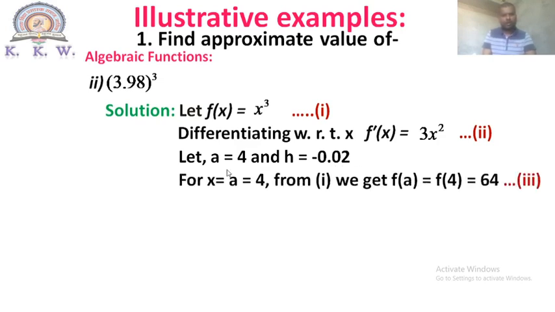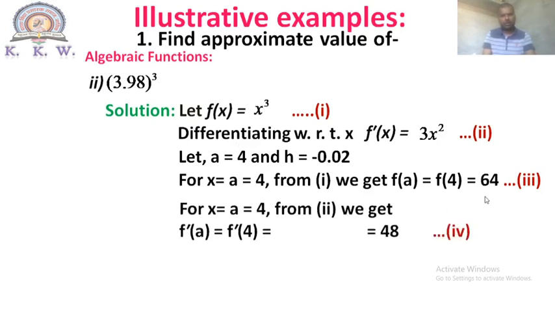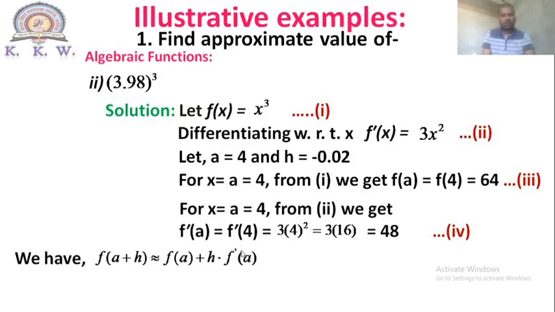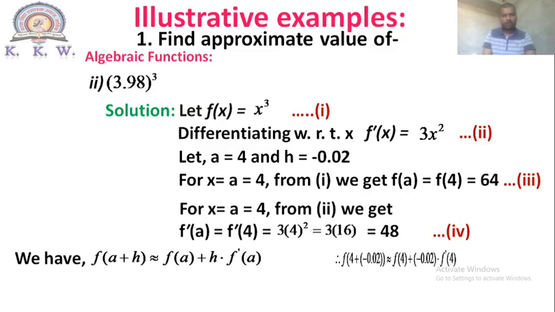Now, after finding value of a, put x is equal to a is equal to 4 in f of x and f dash of x. Get f of a as 4 cube, 64. F dash of a is 3 into 4 square. Therefore, 3 into 16, 48. Then we'll put this value in the formula of approximation. F of a plus h approximately equal to f of a plus h into f dash of a.